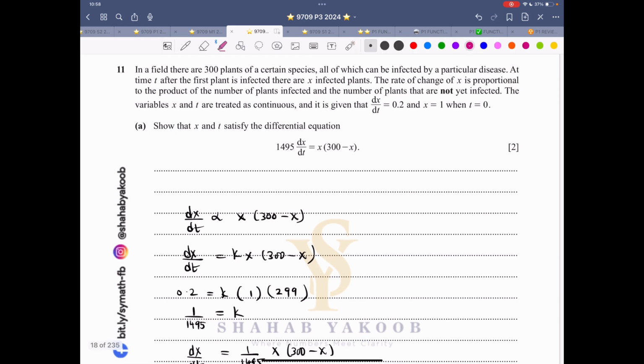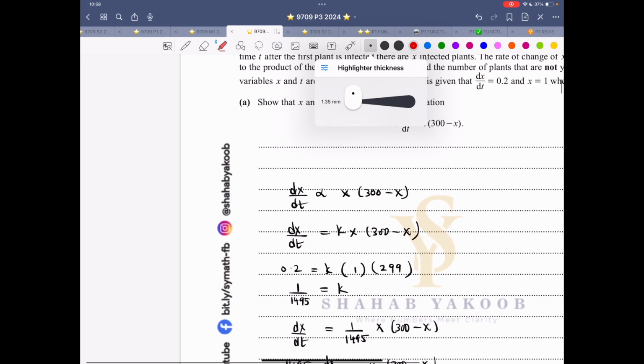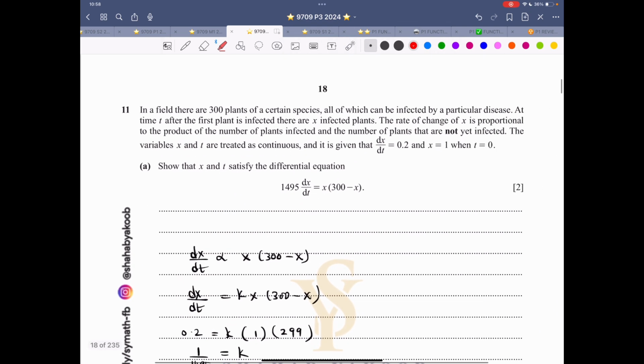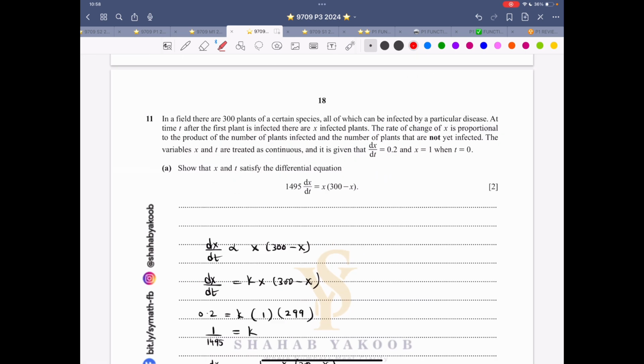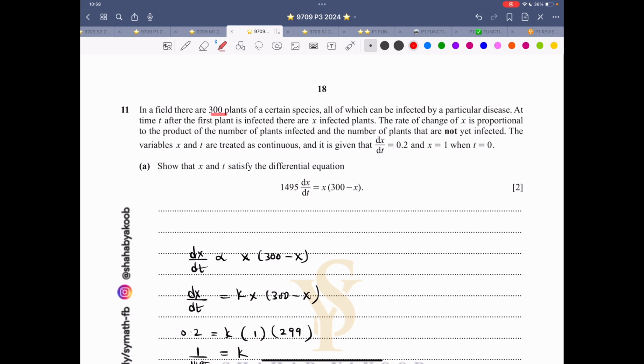So now let me highlight this thing. First thing first, in a field, there are how many plants? 300 plants of a certain variety. So let me just make sure that it's all good. There are 300 plants of a certain species, all of which can be infected by a particular disease. At time t, after the first plant is infected, there are X infected plants. The rate of change of X is proportional to the product of the number of plants infected and the number that are not yet infected.